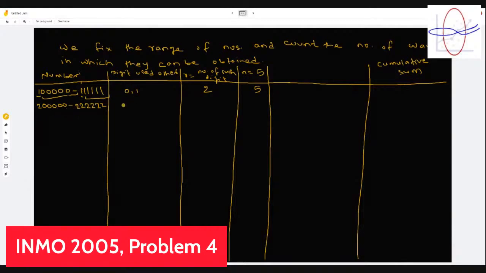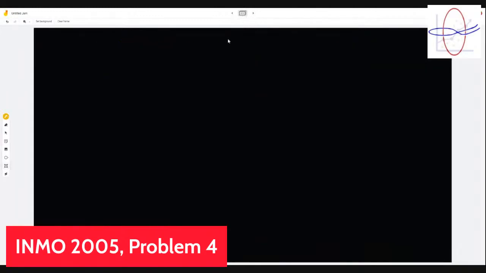So the numbers used are 0, 1, 2. Their total count is 3, and we are fixing the 2 here, right? So this 5-digit number will vary. So here n is equal to 5. We'll do some operation and count how many numbers are here and here and take the cumulative sum. Okay. And this way the process will repeat till our desired 2005th position. Okay, so let's begin.